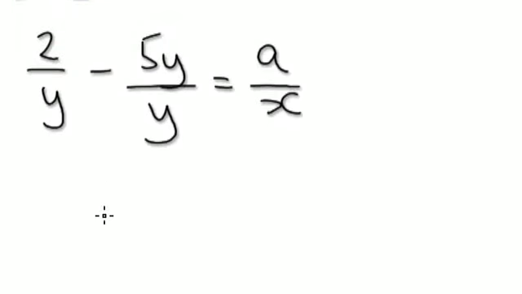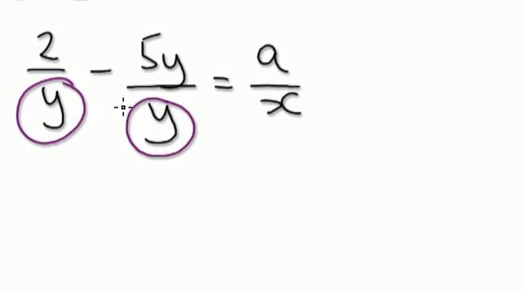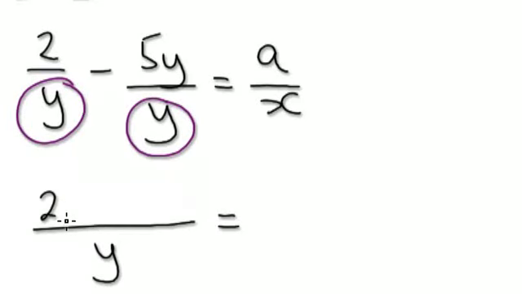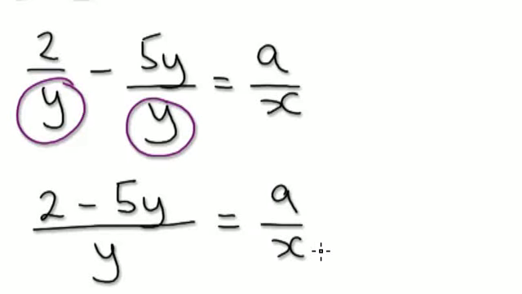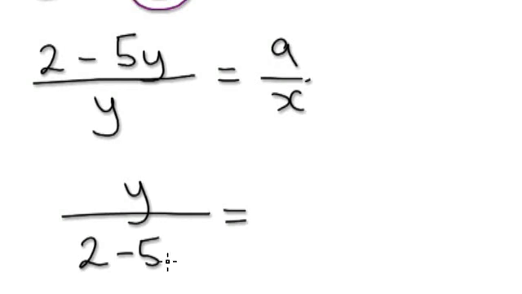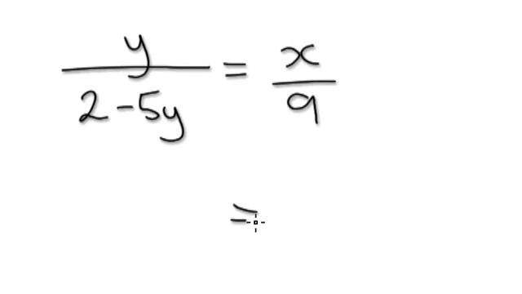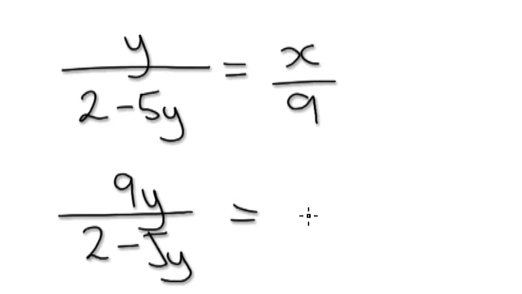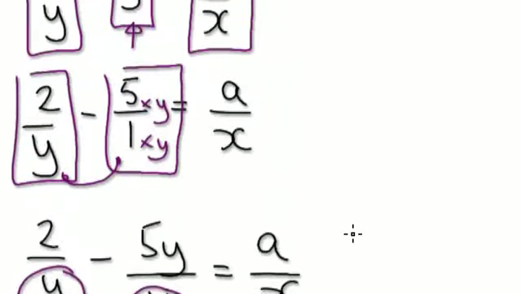And now the two denominators are the same. See, the two denominators are the same. So we can merge. So 2 minus 5y, over y, equals a over x. Now you can take the reciprocal because you've only got one fraction on the left and one fraction on the right. So let's take the reciprocal. So it will be this, x over a, and now times both sides by a. So it will be ay over 2 minus 5y equals x.